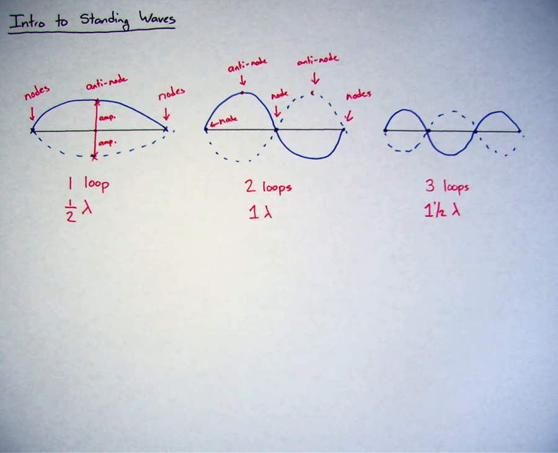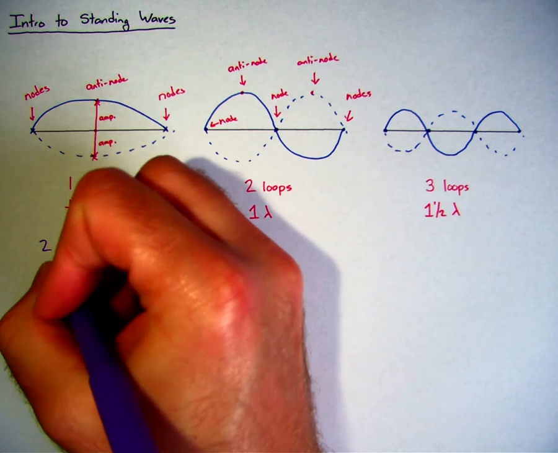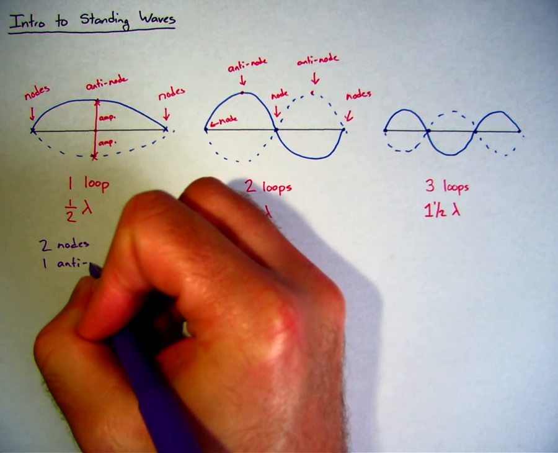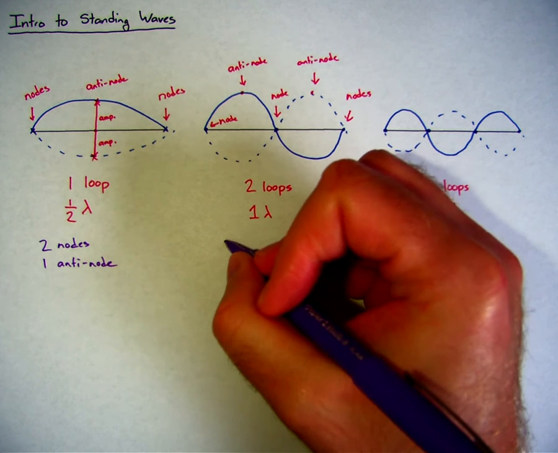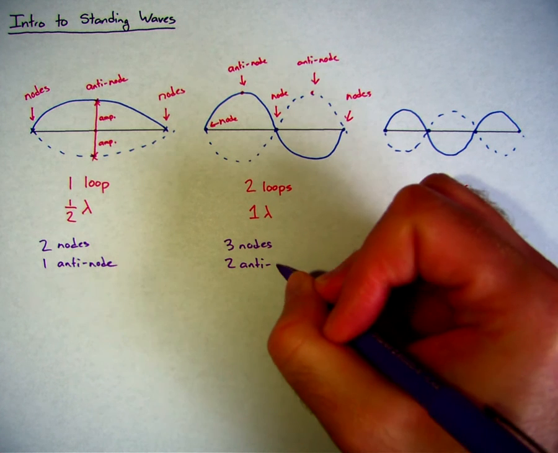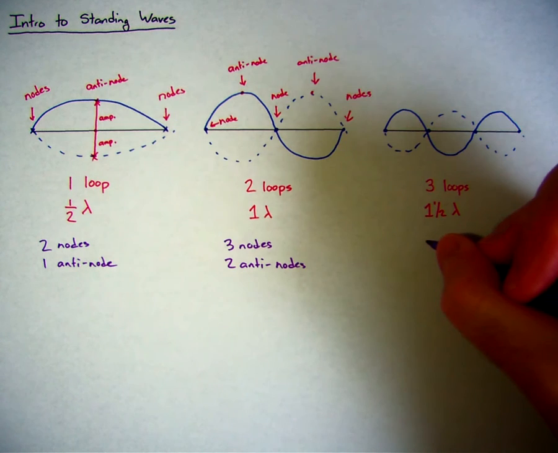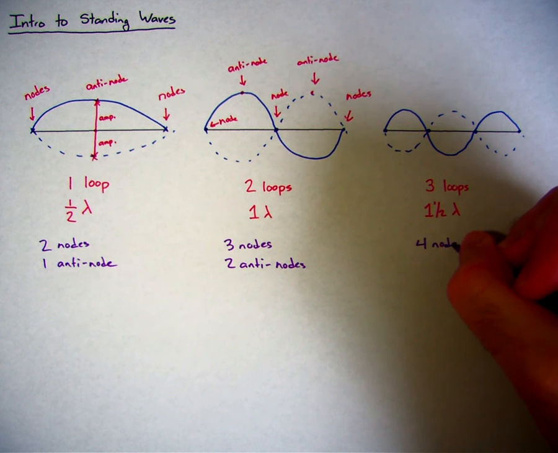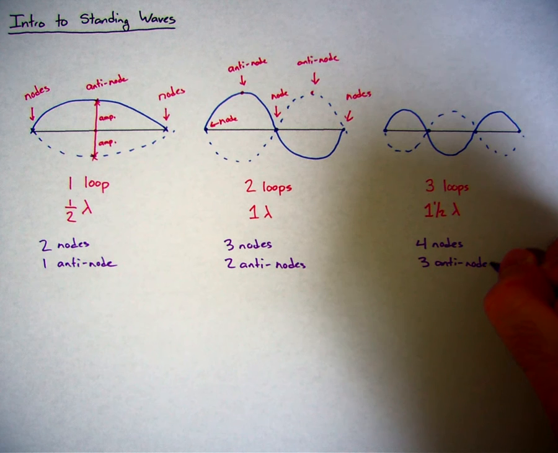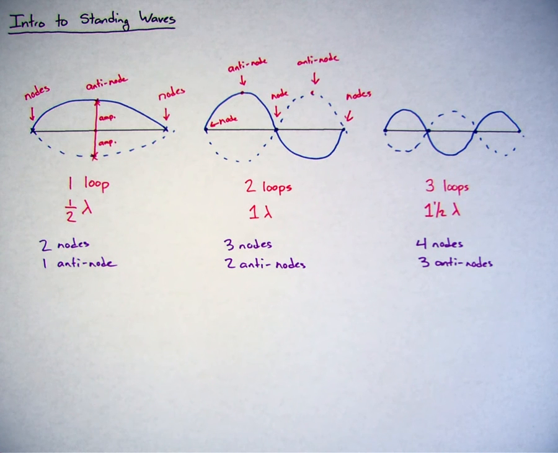So you can probably develop a pattern here. If you look here, we have two nodes. We have one antinode. Over here we have three nodes. And we have two antinodes. Over here we have four nodes, and we have three antinodes. So again, I'm not going to go ahead and show you the full pattern or come up with an equation. I think that's something you can do on your own. But you can see there is a pattern that actually is developed here.